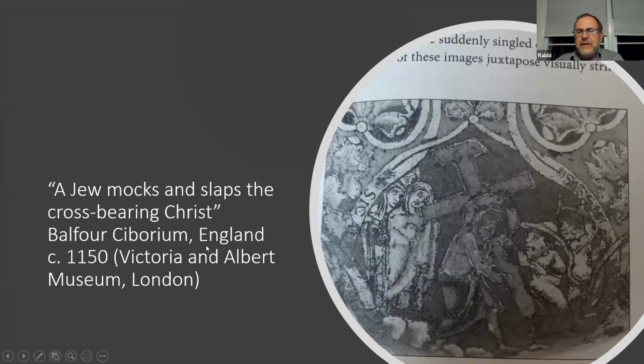So this is the first image here. This is from the middle of the 12th century, from England. It's called A Jew Mocks and Slaps the Cross-Bearing Christ. This is from a ciborium, a container that was used in a church. So this is a sacred object, and you can see that it starts on the left as light, and then it gets darker as you move from left to right. Jesus is in the center, and he's bearing the cross, walking up towards the crucifixion.